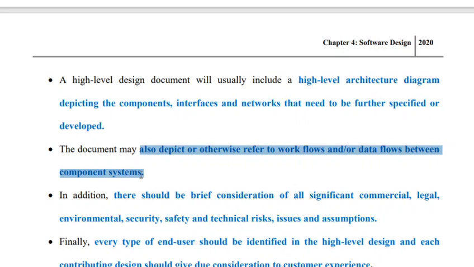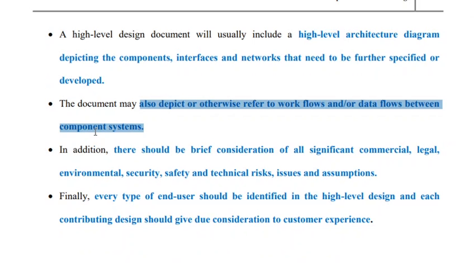Okay, so the document may also depict or otherwise refer to a workflow or data flow diagram between components. It's a very abstract statement, but it tries to imply that you need to have different types of representation for different types of architecture that are being pursued.